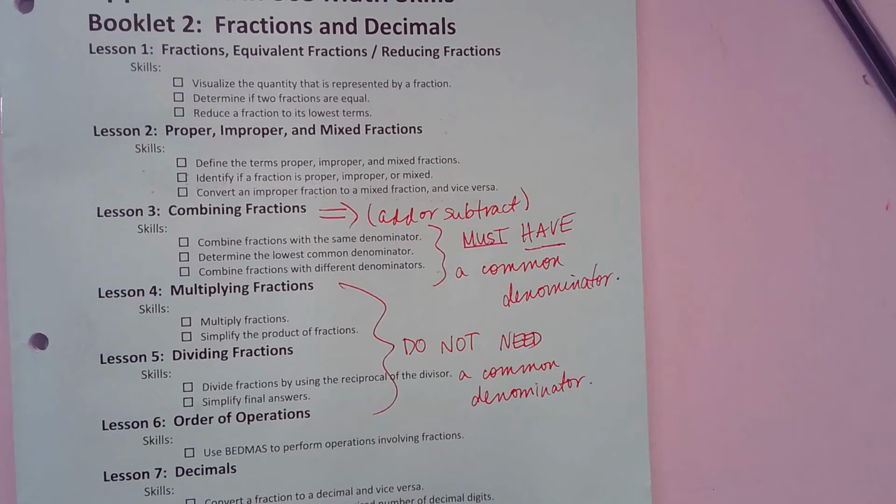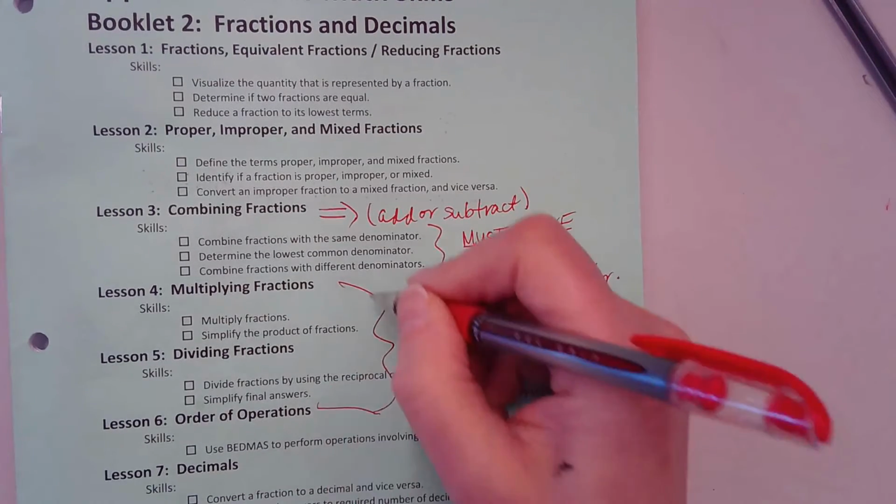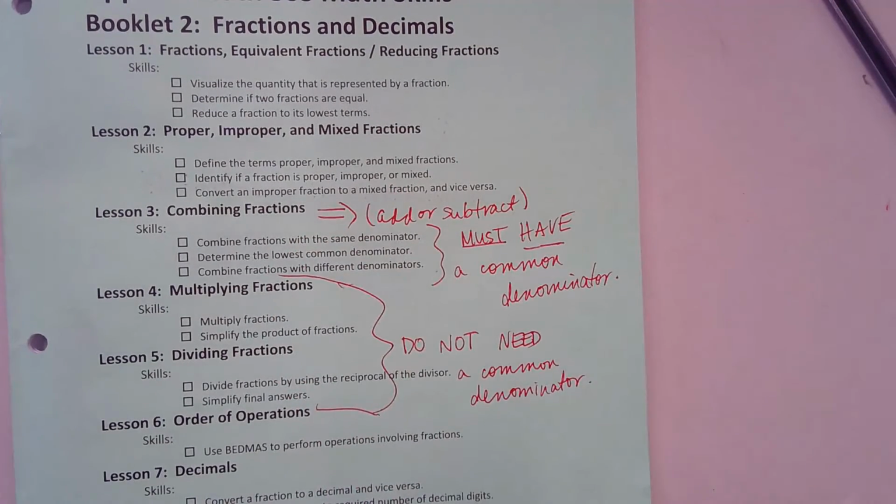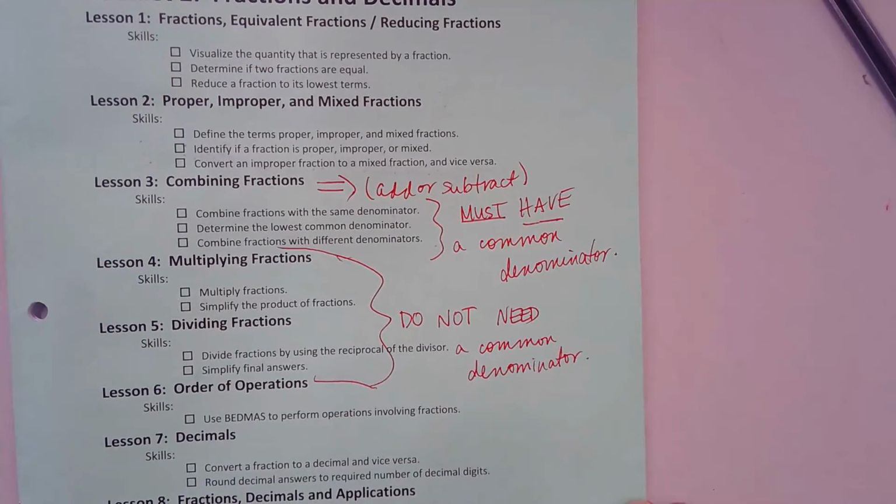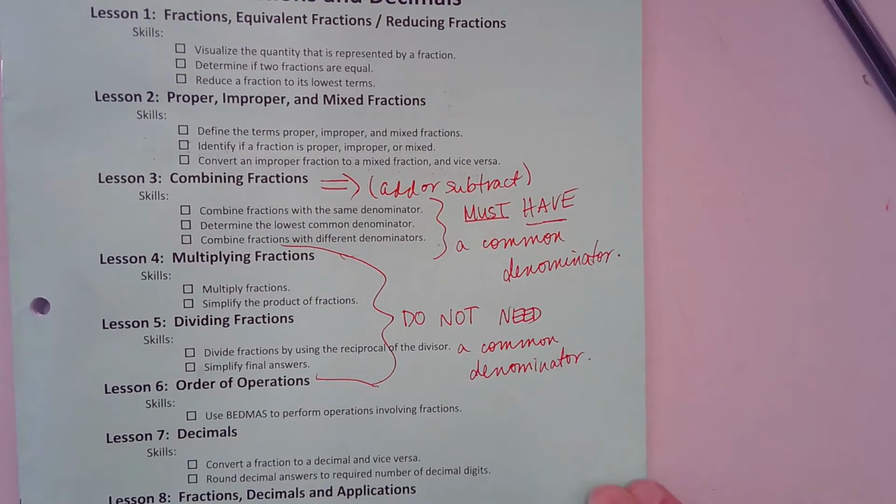Multiplying and dividing are actually, I think, easier with fractions than adding, because adding is very precise and nitpicky. You have to have those common denominators. Order of operations may involve both combining, multiplying, and dividing, so that can get very tricky.